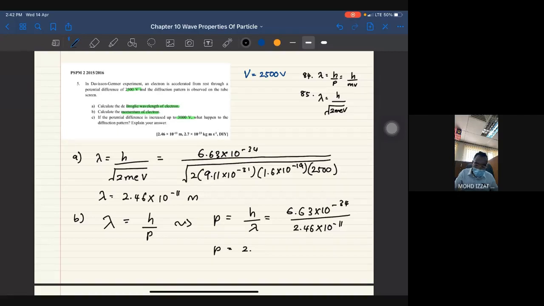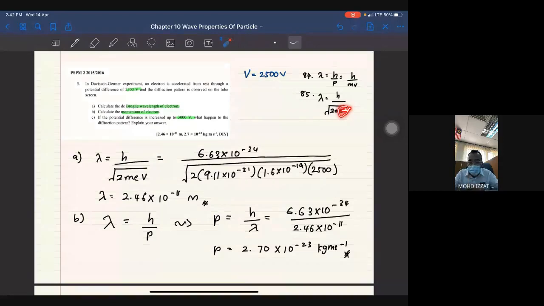Two point seven zero times 10 to the power of negative 23 kg m s to the minus 1. Mass multiplied with velocity. So you get this one. Okay, so normally the mistake will be from this one.